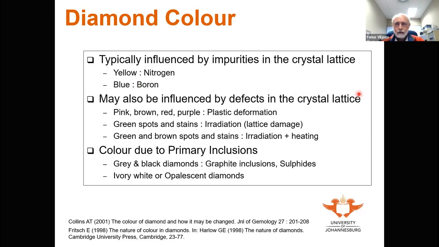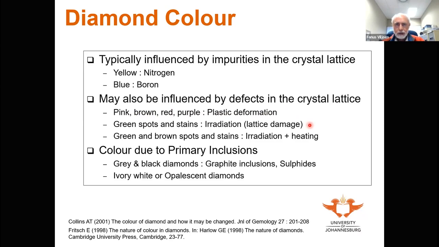Diamond color may also be influenced by defects in the crystal lattice. For example, diamonds reside in the mantle at high pressures and high temperatures, where they can be easily deformed. If there is, for example, cratonic deformation through mountain building processes, or for that matter, sampling of the mantle by the kimberlite may also deform the surrounding mantle, you would end up with essentially pink, brown, red, or purple diamonds due to the plastic deformation.